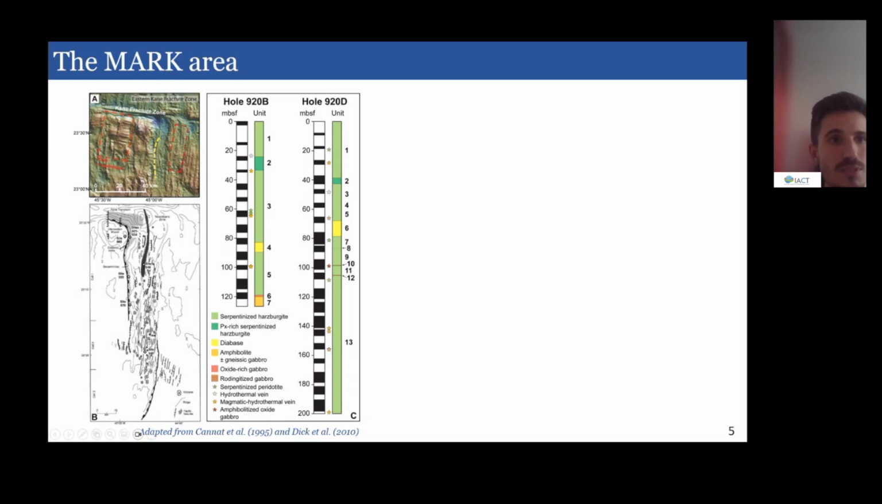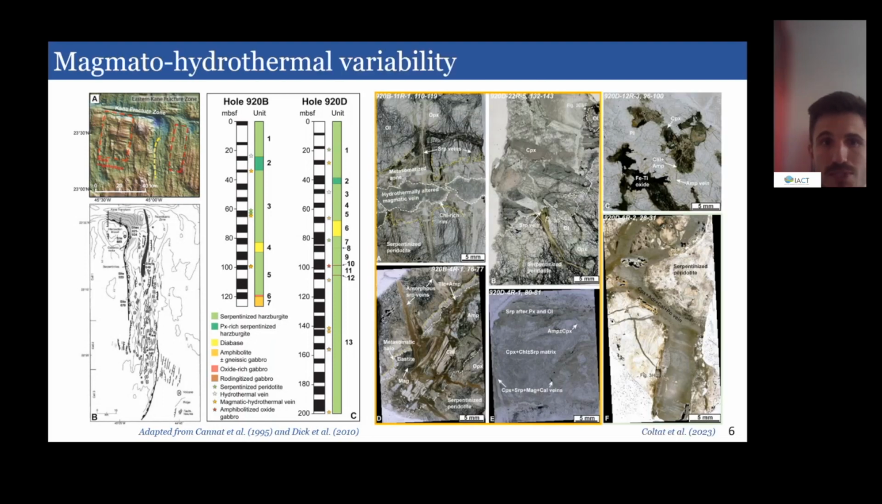So here we are in the MARK area, which corresponds to the southern intersection between the Kane fracture zone and the axial rift valley at the Mid-Atlantic Ridge. And basically, this western area corresponds to an oceanic core complex, which has been drilled. And there, they mostly recovered serpentinized harzburgite, cross-cut by different magmatic veins and dikes. And so during this study, we focused on serpentinized peridotites and their equivalents that are cross-cut by different types of veins.